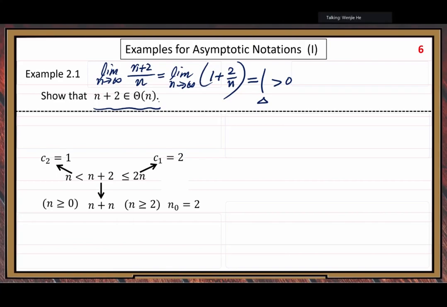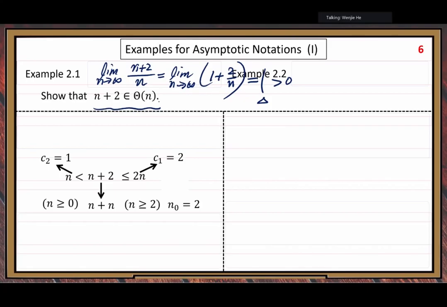So that's the definition way to see that the f function belongs to big theta of the g function. You can see we need to do more work than the first method. The first method is much easier, but here we want to practice the definition way. All right, that's our first simple method.